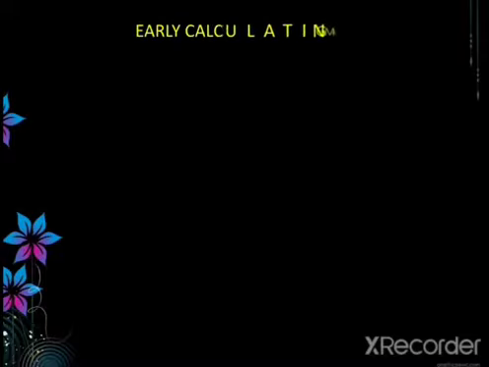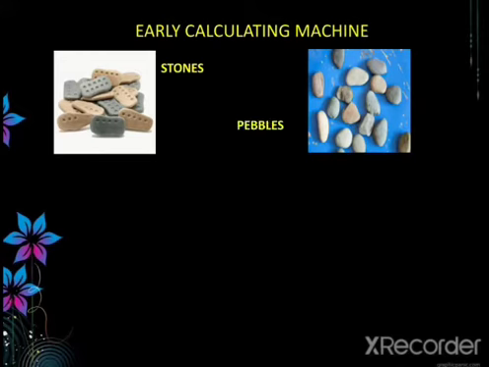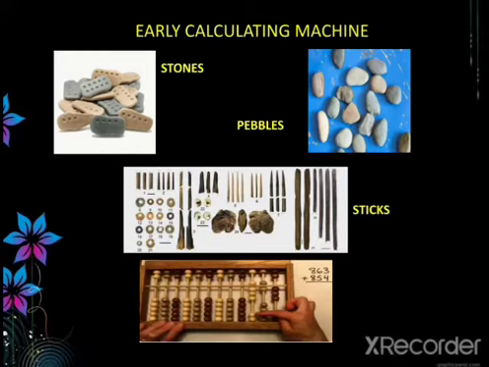In ancient times, people used stones, pebbles, sticks, and many more things for counting the objects. Human beings were always looking for some device that can calculate and can provide them the final answer. Today, this device is known as a computer.